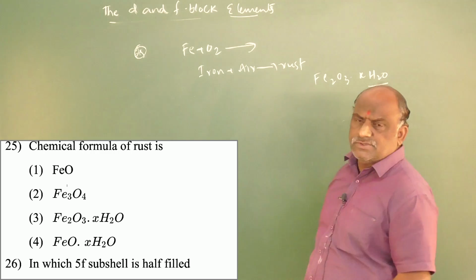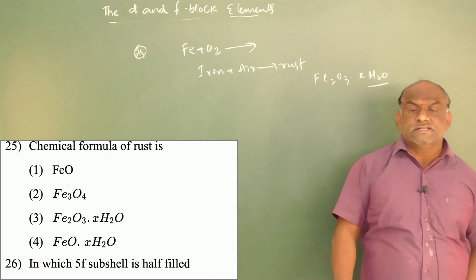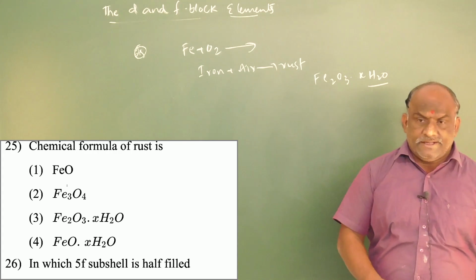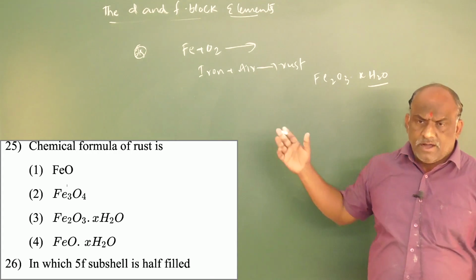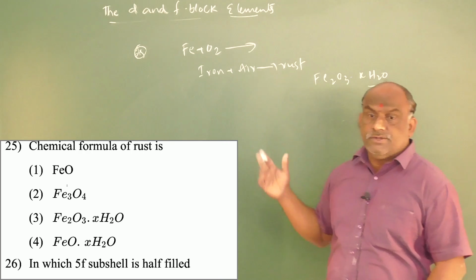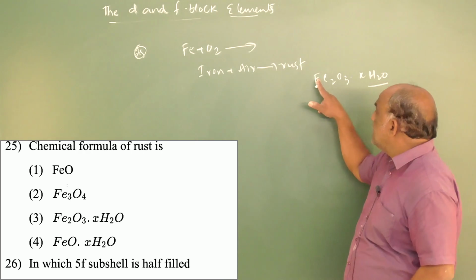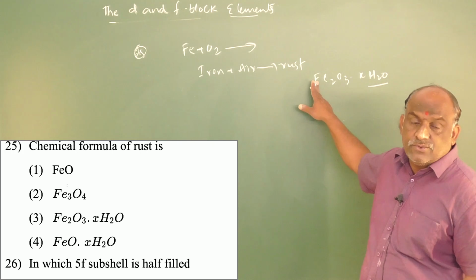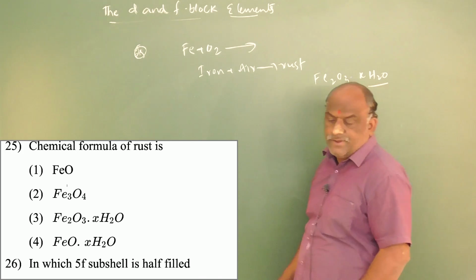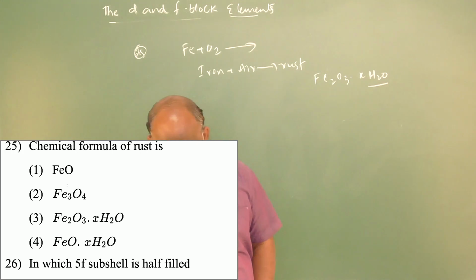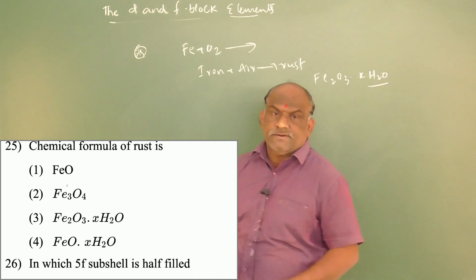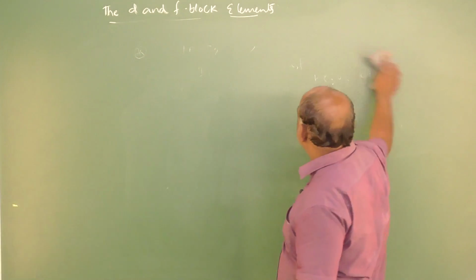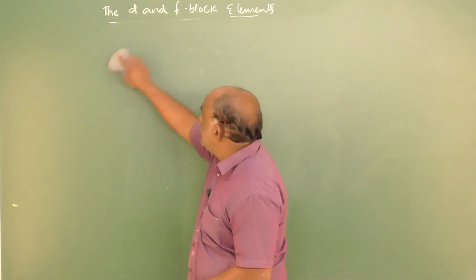This is also a conceptual question. Simply, it is ferric oxide of iron, ferric oxide hydrated with water molecules. Hydrated ferric oxide is named rust. So the rust composition is Fe2O3·xH2O. After that, the question after the 25th. The third option is the right answer for question number 25.